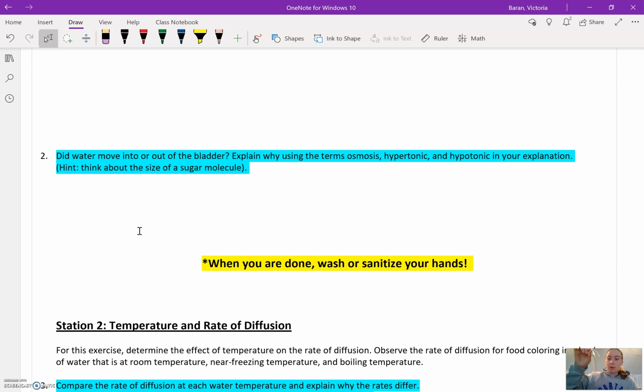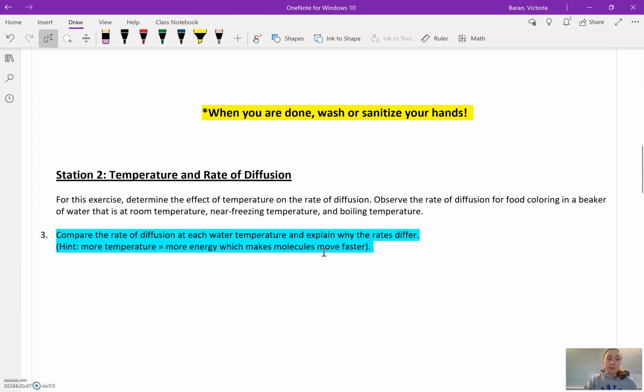And then also think about the inside of your bladder here, or your cells, so to speak, which has sugar water. Sugar is a solute. Is the inside of that bladder hyper or hypotonic? And then think about osmosis. Where does water want to move? What does it want to move towards? Okay? All right, so that's the first station.